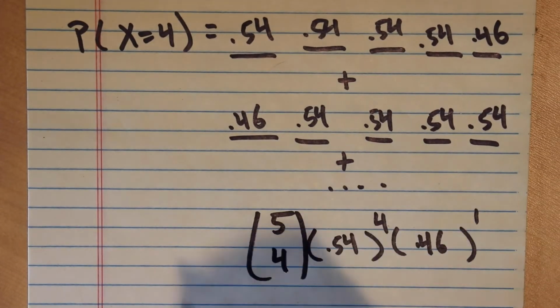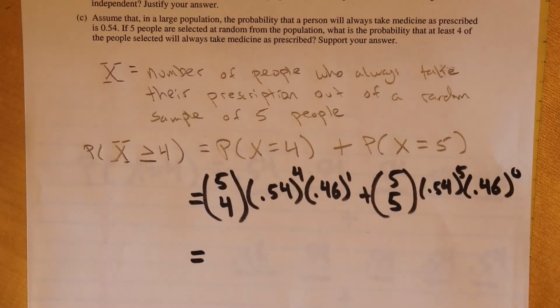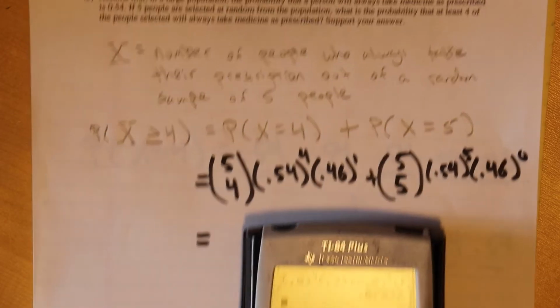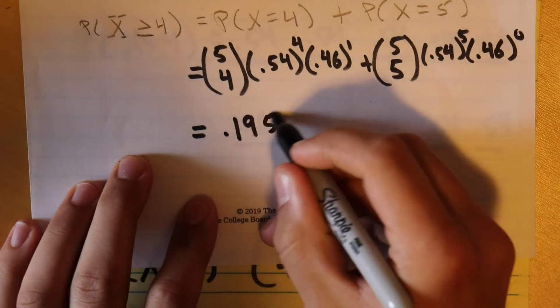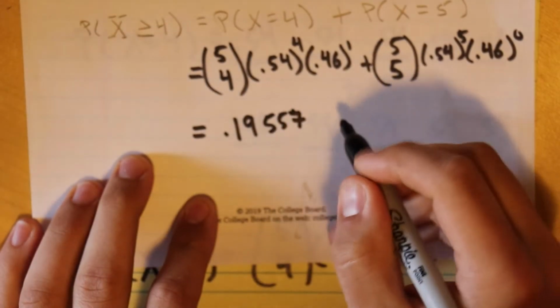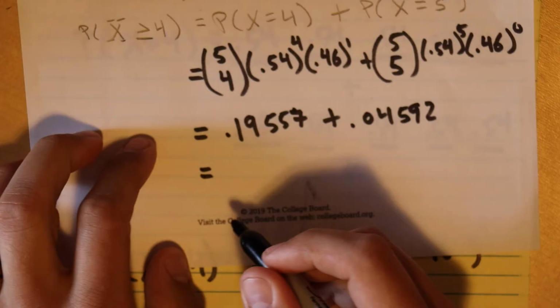And so this is equal to the probability that X equals 4. And we can find each of these by going to our calculator, which is 0.19554557, plus 0.04592, which gives 0.24149.